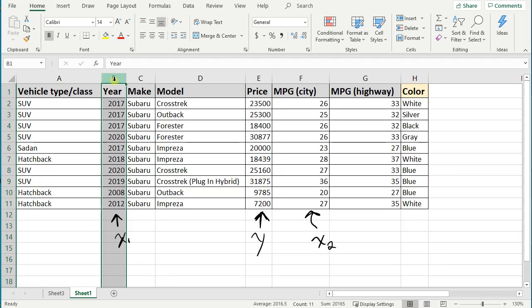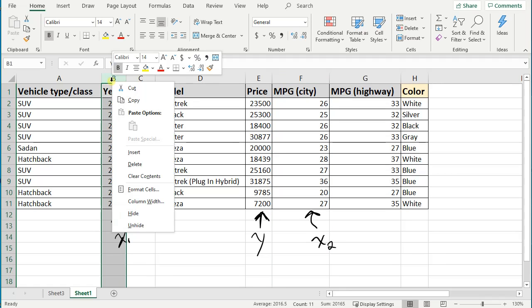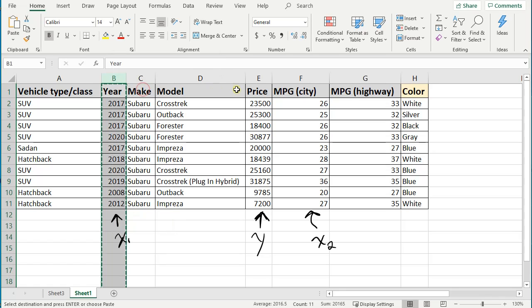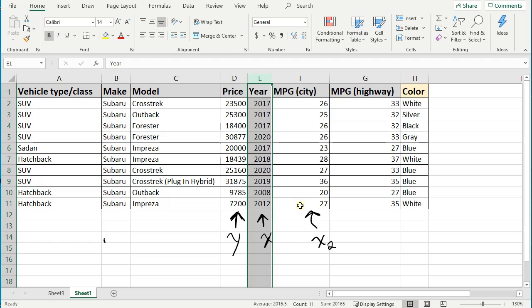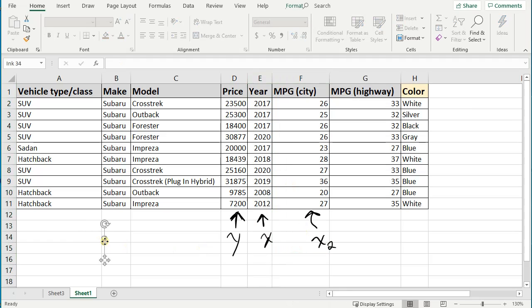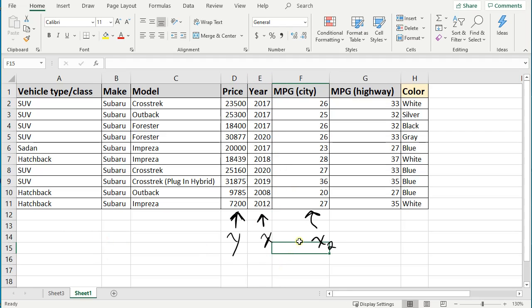To do that, I'm going to press on B, right click and press cut. Then I'm going to press on F, and press insert cut cells. There we go. So this is X1 and X2, and it needs to be in this order in order for your results to also be in that order.